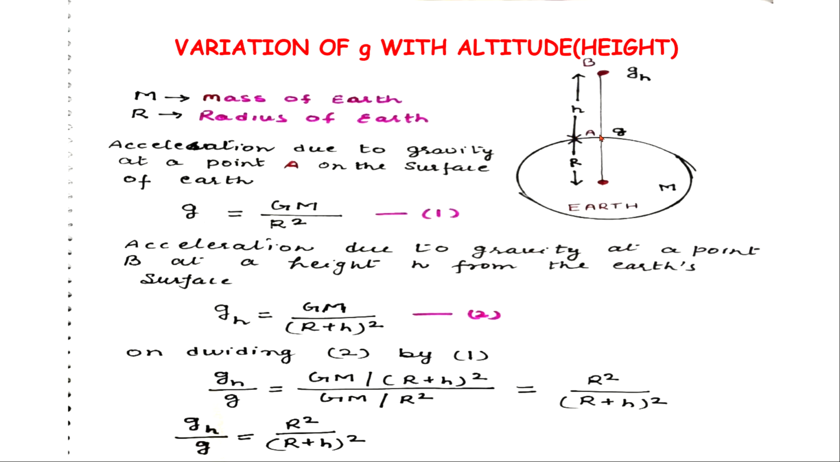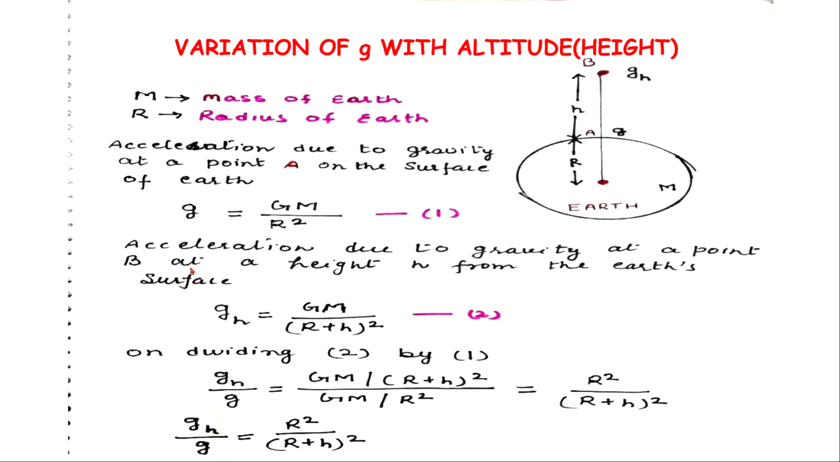We have considered two points, point A lying on the surface of the earth, and point B lying at the height h. Capital M is the mass of the earth and capital R is the radius of the earth. Acceleration due to gravity at point A on the surface of the earth, we all know very well, is g equal to GM upon R square. We have considered this equation number 1.